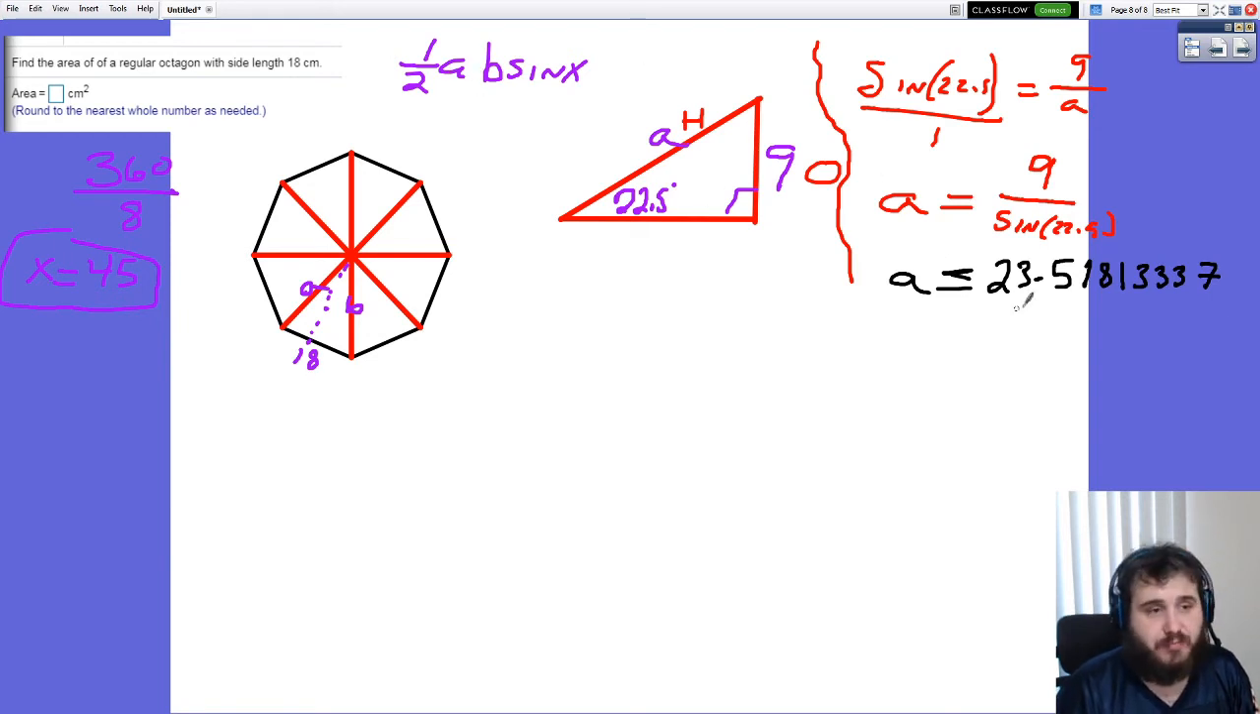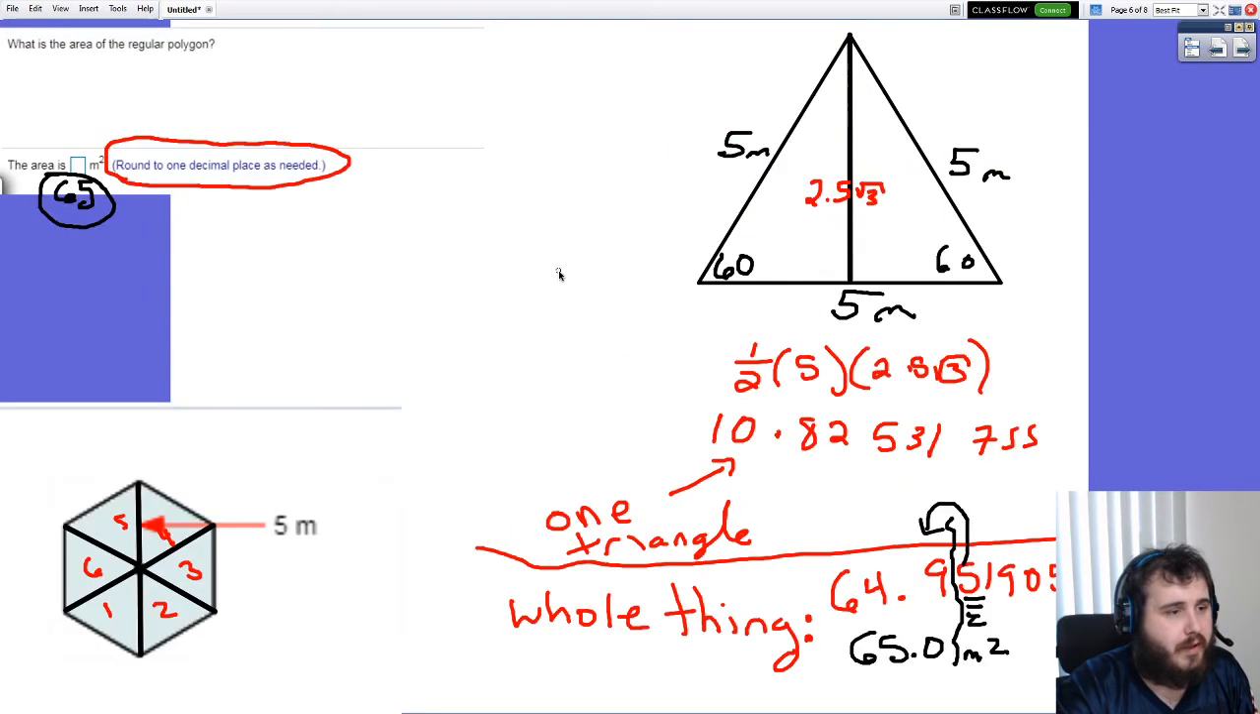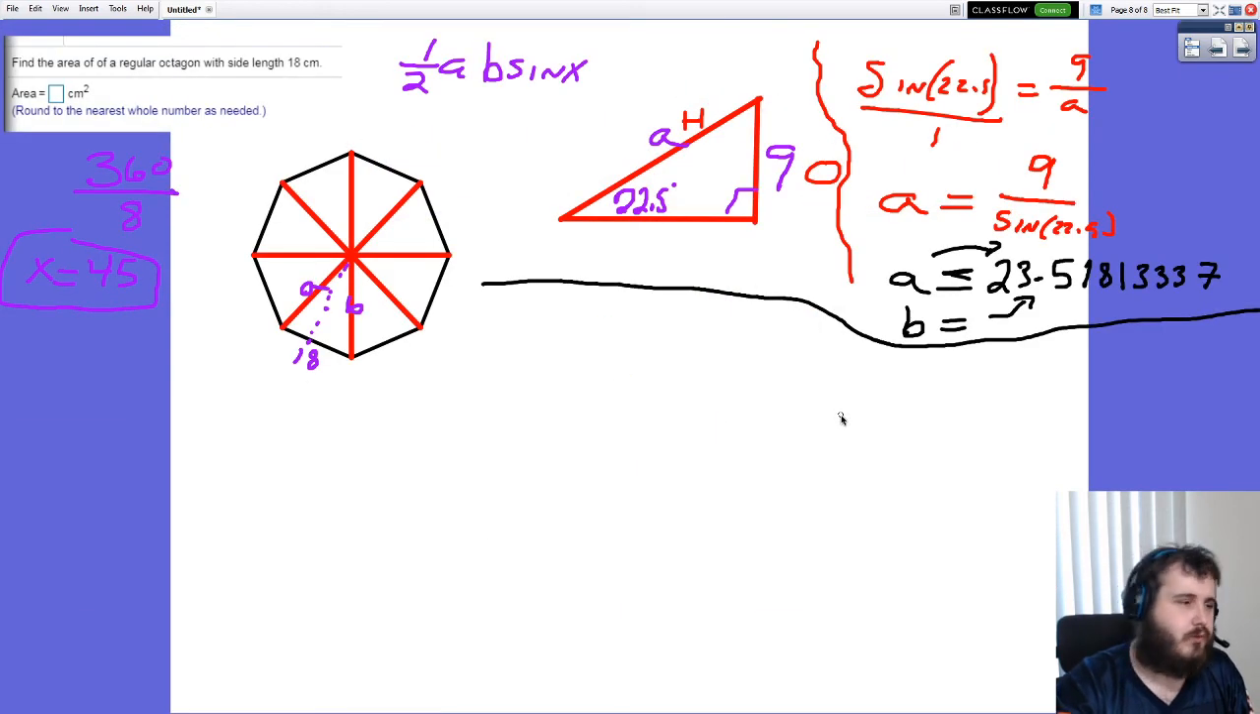This is A and this is B. This is also A and B, both of them, right? They're both the same. So you're going to take that, you're going to put it in here, 1/2. For one triangle, we got one triangle. Now we're literally doing exactly what we were doing here, finding our one triangle and then multiplying to get the whole thing. Just now we're going to do it using our 1/2 AB sine x formula instead of using 1/2 base times height.